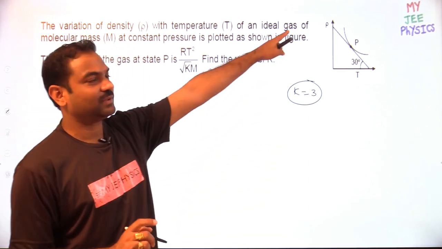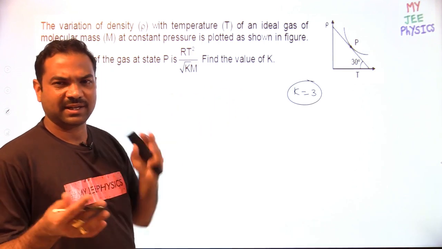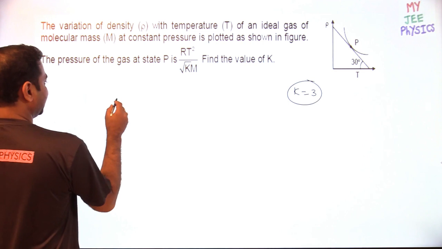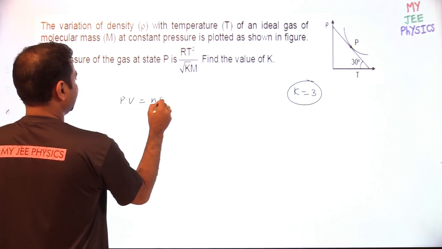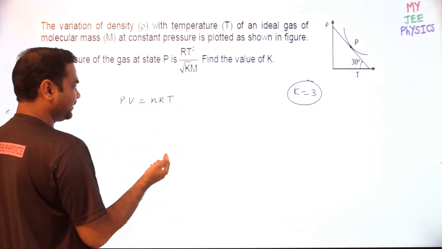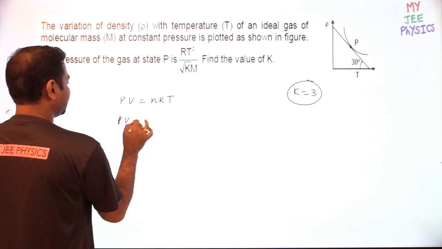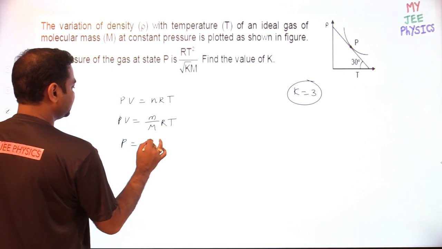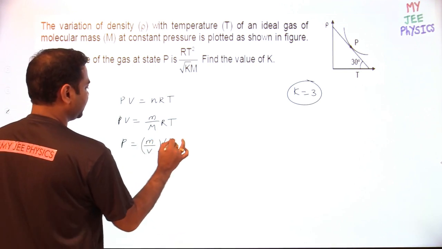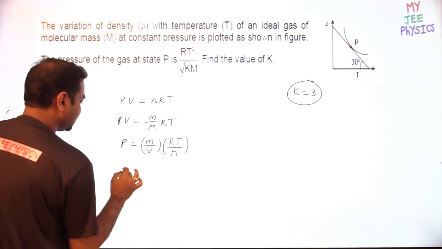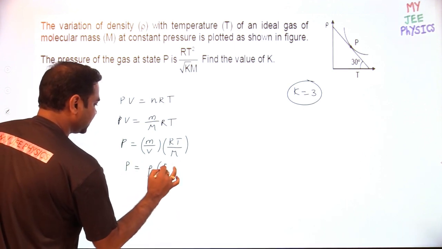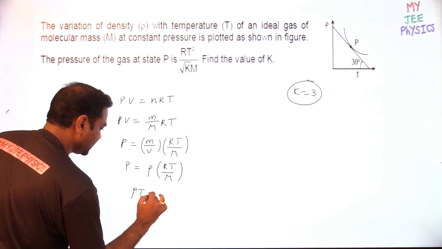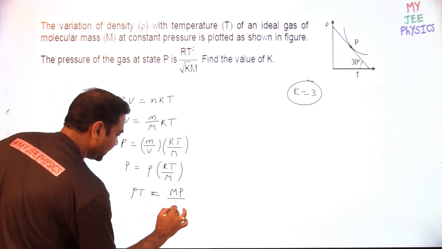First of all, let us see what is the relation between rho and T. I think all of you know, so I am doing it in case you are not aware of it. Okay. So PV is equal to nRT. I am taking the very fundamental equation, the ideal gas equation. So PV is equal to m by M into RT. Okay, na? So P is equal to m by V into RT by M. Okay. So then P is equal to rho into RT by M. If you see the question properly, rho into T is equal to M into P by R.